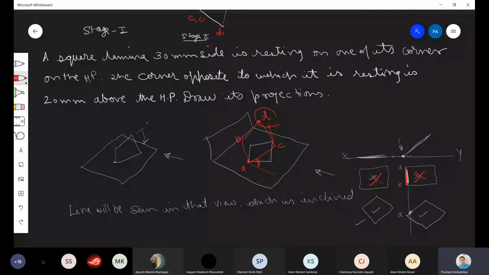It is 20 mm above the HP, which means this is D and this is A. So how much is this distance? This distance is 20 mm. Done. Now we can measure the inclination.